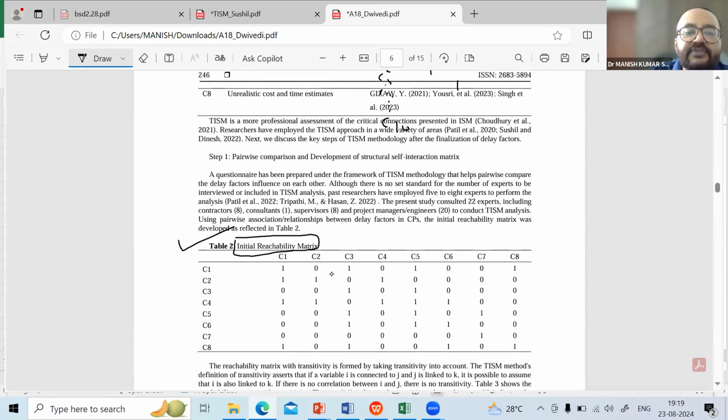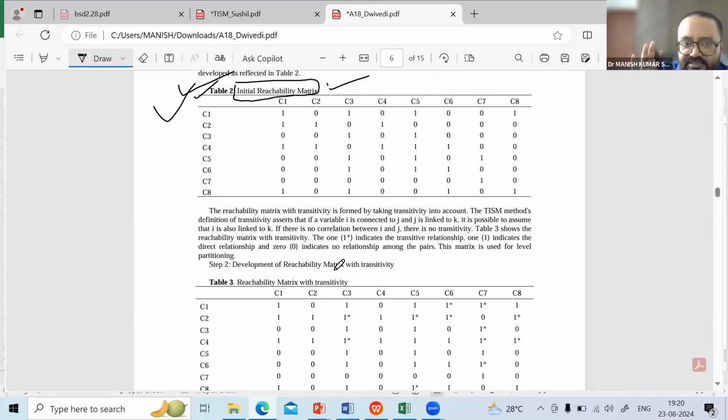So like this we create this table. Based on our questionnaire, it will be like 1 0 1 0, 0 1 1 0, like this. For example, here my question is whether C1 is influencing C3, and it is 1. It means yes. So it is 0 1 like this. Is there any question on this? So the first stage is to create table 2, which is the initial reachability matrix, again based on the questionnaire. Till then, is there any confusion?